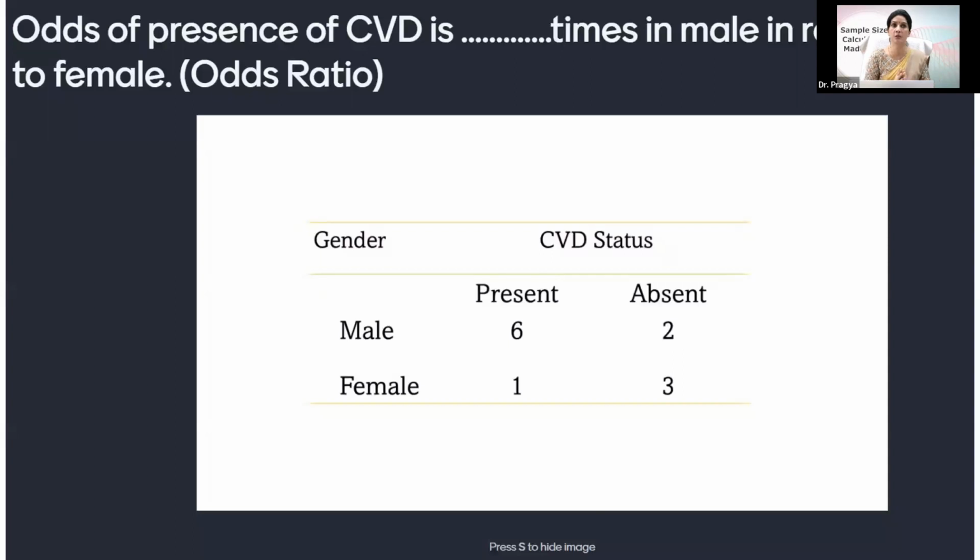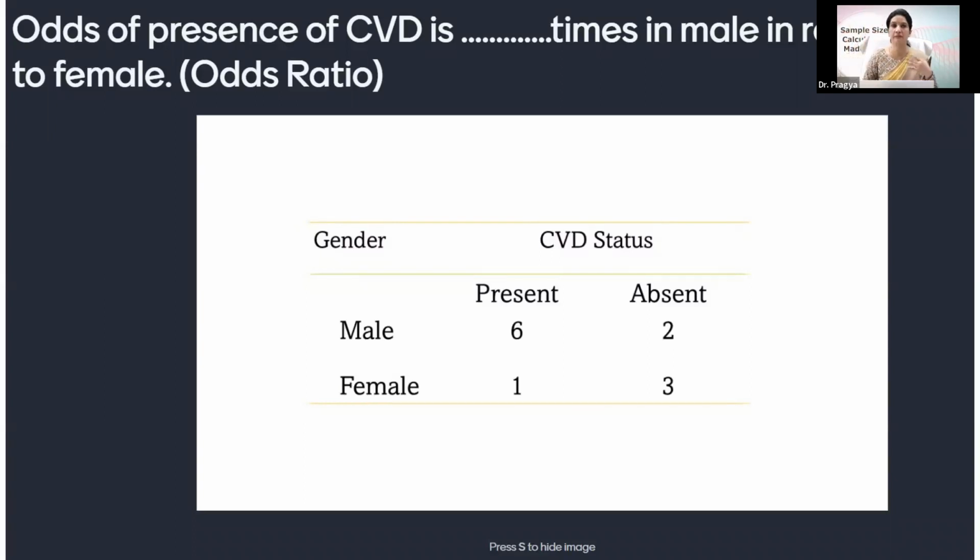Now if I ask this question, the odds of disease is how many times in male in reference to female, then what will be your answer? Yes. So in this case, it is 9 times. Or if you write like, 6 by 2 divided by 1 by 3. So yes, the overall answer will be 9, but don't try doing AD by BC, because odds is in reference to something else.